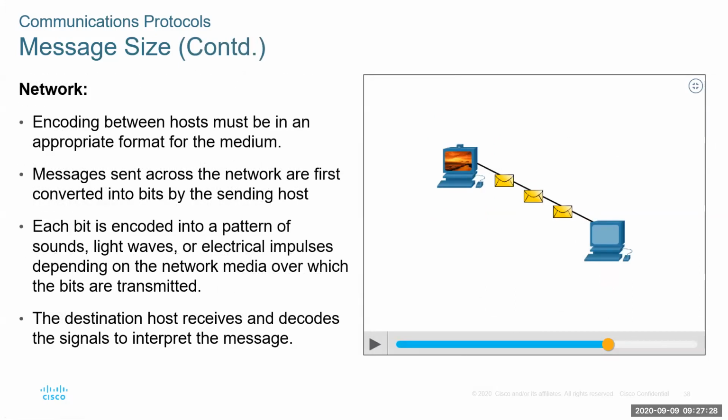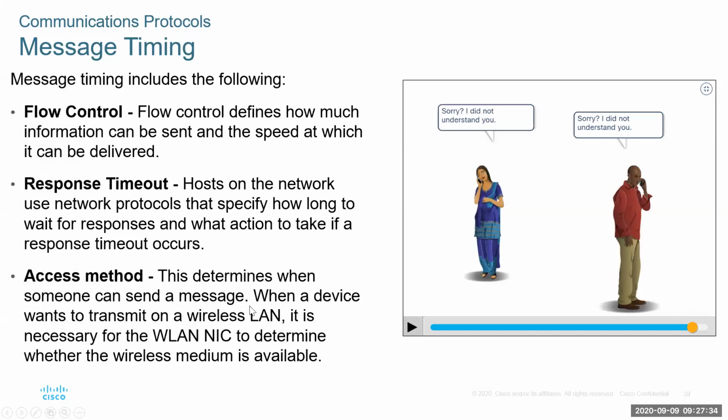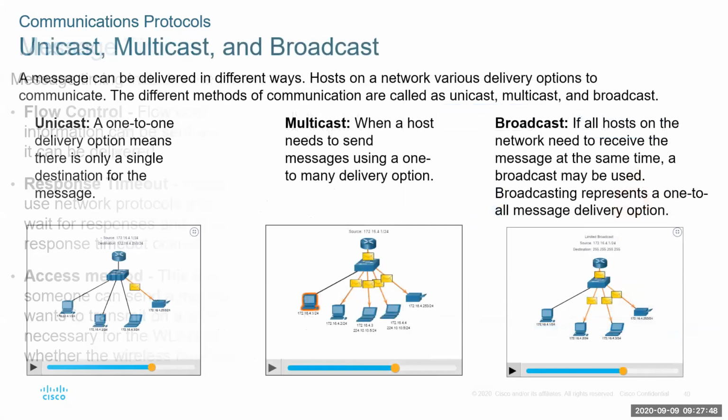On the network side, this is just showing different videos that will show you how to encode this. You guys will see this in the curriculum and the content, so I won't stay too long on that. The flow control is just going to tell you how that information is sent and at what speed it can be delivered. Response timeouts, as well as access methods. How are you connecting to this NIC? Is it wireless? Is it wired, etc.?